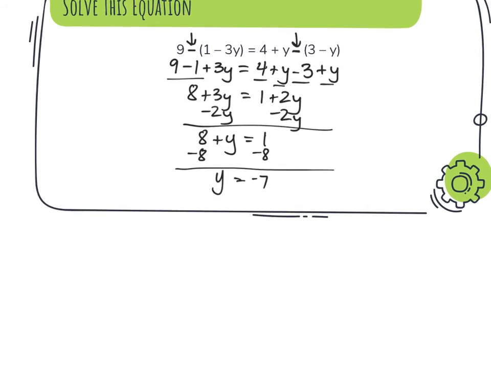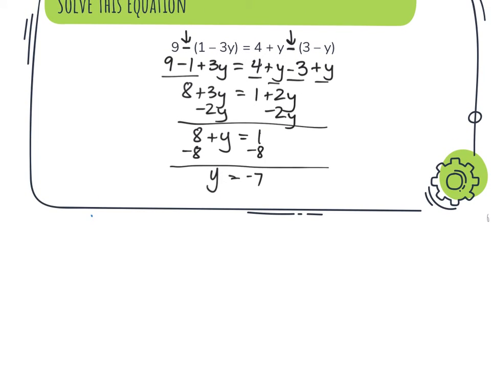All right, I'm going to just go directly below here to do our check, which is that final step to make sure that we have the correct solution. So we'll take that original equation, 9 minus, and then parentheses, 1 minus 3. And now instead of the y's, we're going to substitute in -7. So the other side will look like 4 plus -7 minus 3 minus -7. Well, that's a lot of stuff. Oops, I'm missing an end parentheses over here.